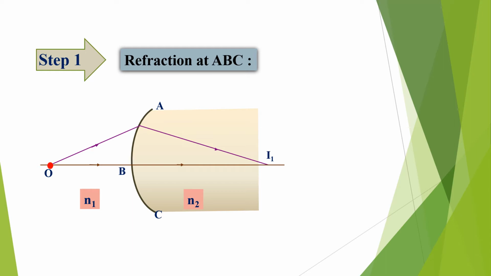That is I1. Here C1 is the center of the sphere of which the lens is a part, and the line drawn from the center of curvature to any point on the surface becomes the normal. These two are the angle of incidence and angle of refraction. The radius of curvature for this particular surface ABC is R1.